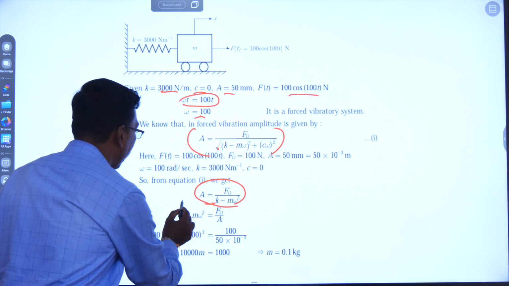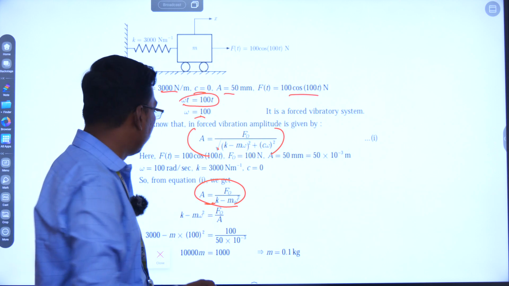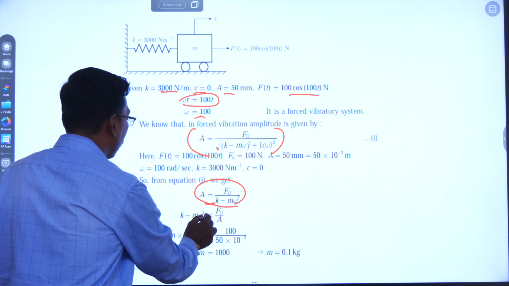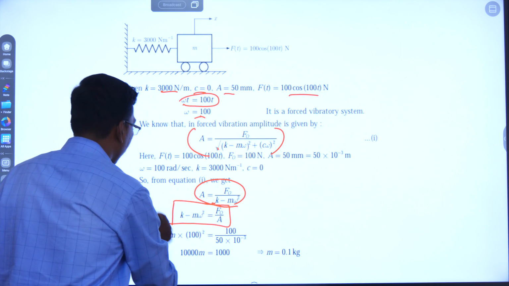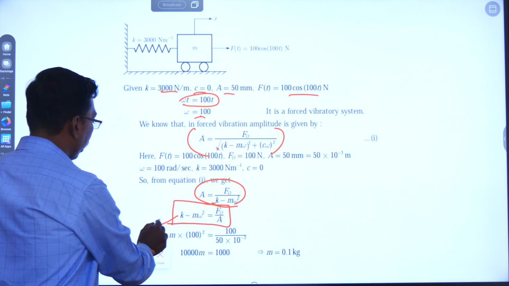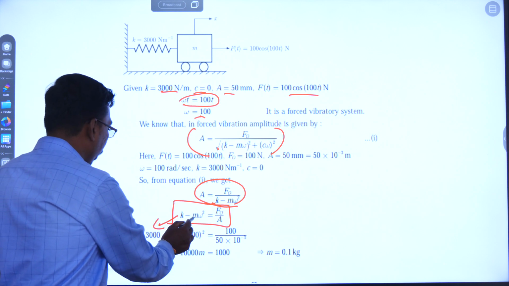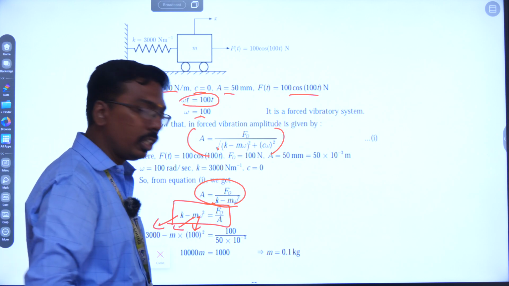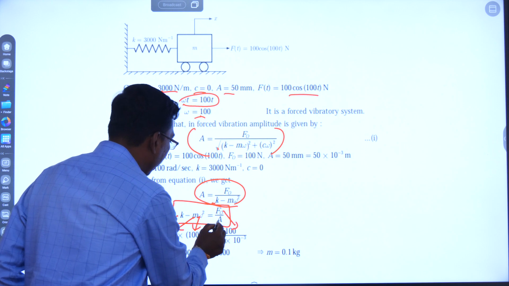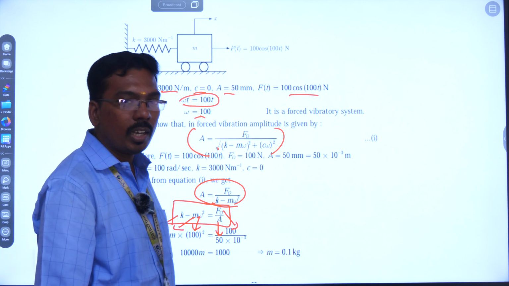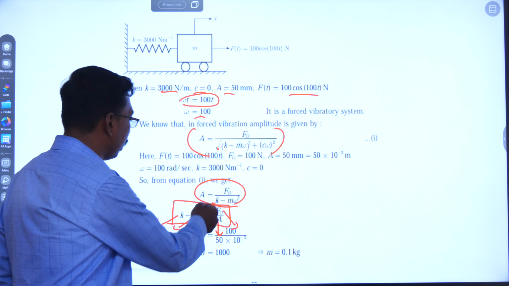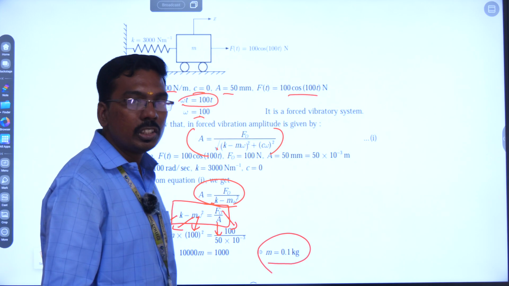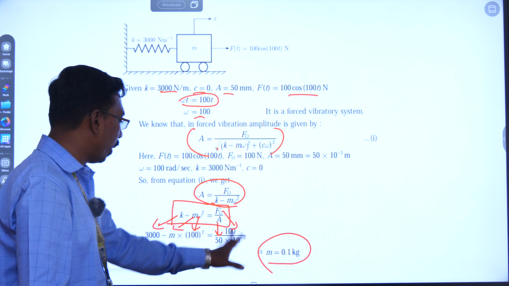So we have to do the cross multiplication here, then only we can identify the m value. So k minus m omega square is equal to F naught divided by A. What is the value of k? 3000 minus m. M value we don't know, we have to identify the m value. Then omega square value is 100 square, F naught value is 100, A value is 50 into 10 power minus 3. So we substitute the values in the given equation. Then finally we conclude the value of m is equal to 0.1 kg.